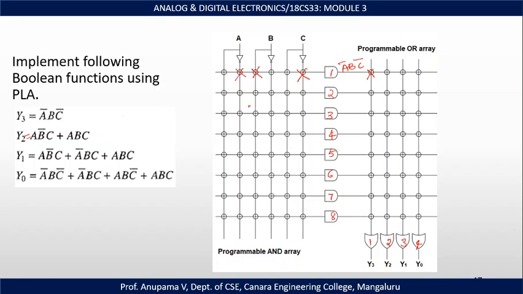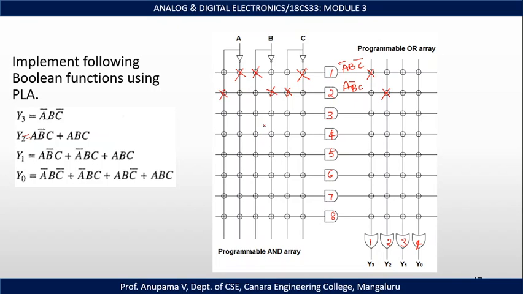Now next, implement y2. The term is a b bar c. So draw an X mark against a, b bar, c of AND gate 2. The output of AND gate 2 is a b bar c, which is the input for OR gate 2. So in the line of AND gate 2 and OR gate 2, draw an X mark.